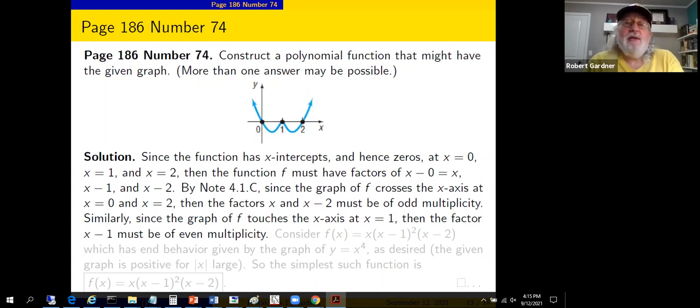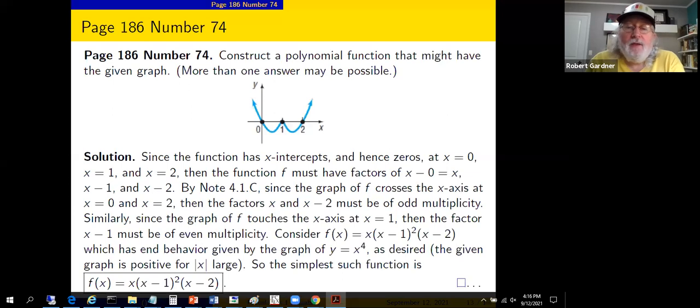When that happens, the multiplicity of this zero of that polynomial function must be odd. Odd multiplicity. What's your favorite odd non-negative integer? Probably 1. So we could take 1 as the exponent, but we don't know. It could be anything odd. So we must have the factors x and x minus 2, the factors associated with these two intercepts, to be of odd multiplicity. Since the graph only touches the x-axis at x equals 1, then the factor x minus 1 must be of even multiplicity.